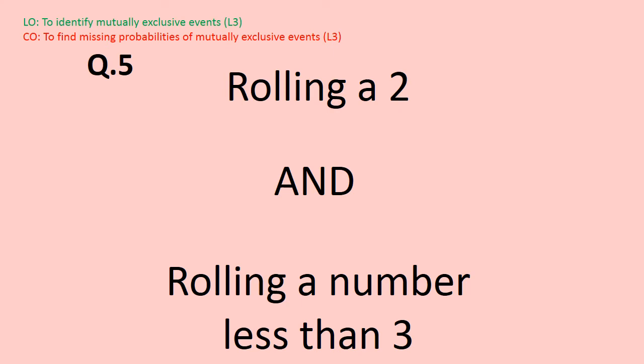Question number 5. Rolling a 2 on a dice and rolling a number less than 3, what do you think? Can these two events happen together? Excellent. It's not mutually exclusive because these two events can happen together. The numbers less than 3 are 1 and 2, so it can happen at the same time. So it's not a mutually exclusive event.